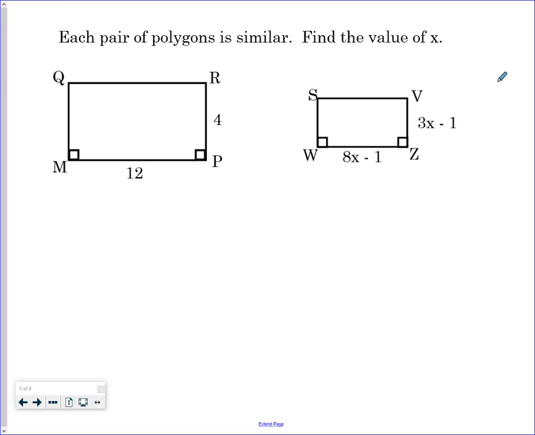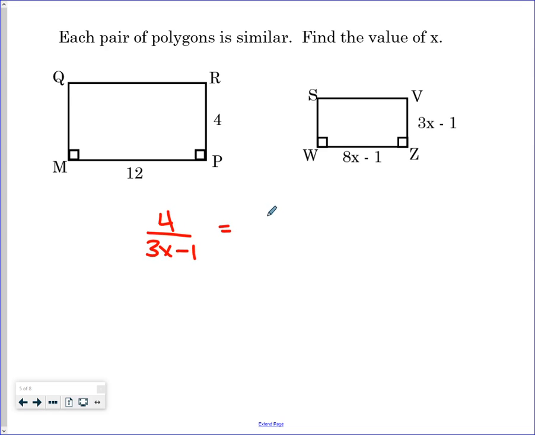Okay, each pair of polygons is similar. Find the value of x. So they're telling me it's similar this time. I'm not trying to check for it, okay? So what we know about sides in similar polygons is that they're not congruent, they are proportional, okay? So I'm going to say 4 over 3x minus 1.